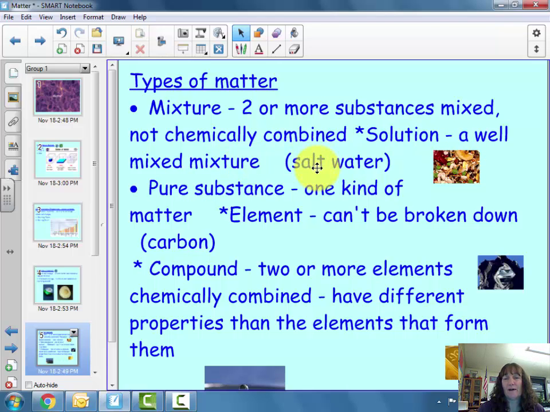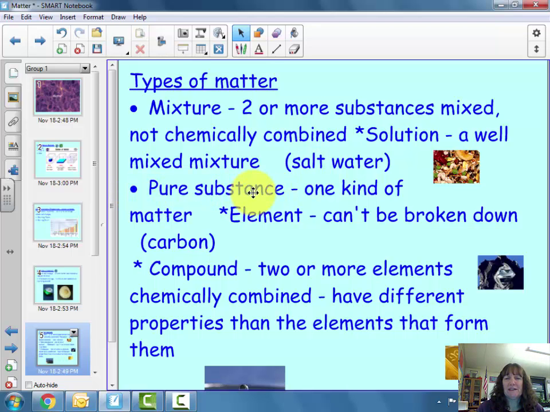For instance, salt water. It looks like it would be hard to get the salt out of the water, right? But all you have to do is boil the water, the water turns into a gas, and you're left with salt in the bottom of your pan. Same for lemonade. If you boil lemonade, you end up with the powdered lemonade mix in the bottom.